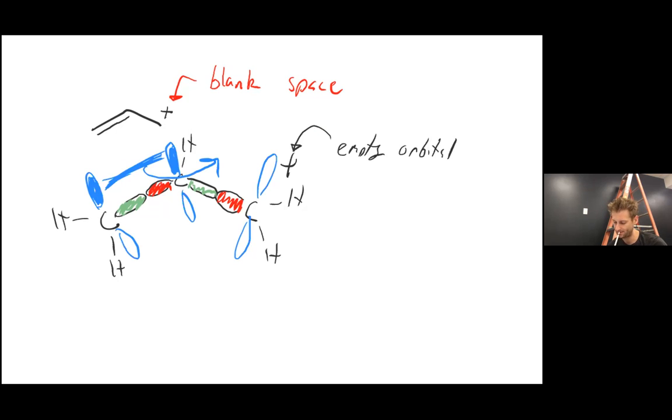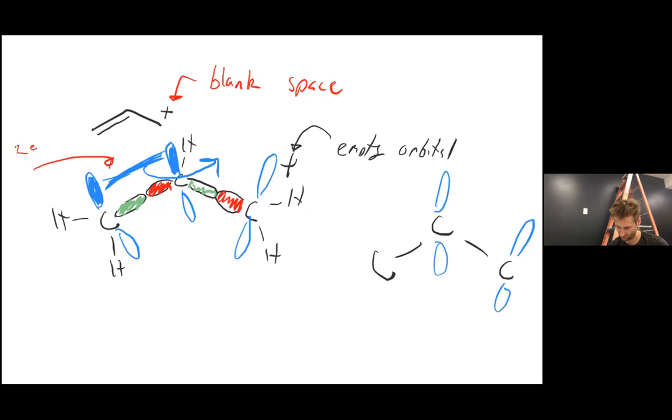So if that were to happen, I'm not going to redraw the whole thing. The two electrons can migrate over. You would fill the bond here. And now there would be a new positive on the other side. And this is what's happening with resonance.